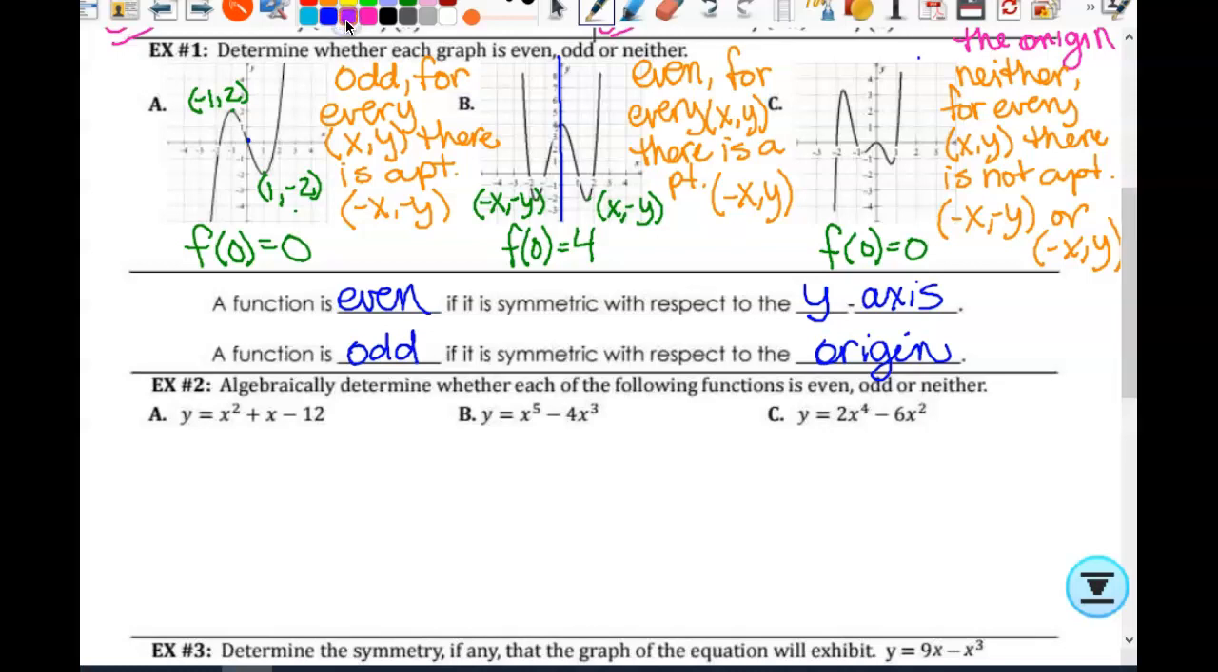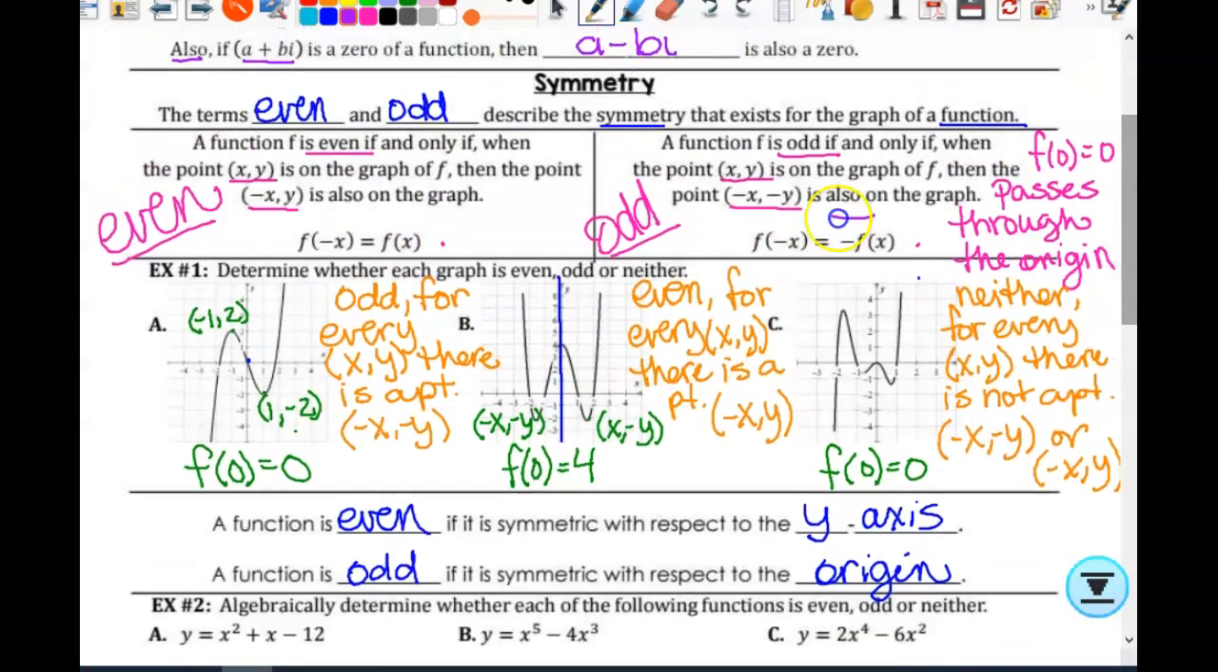So we looked at it graphically. Now we're going to look at it algebraically, which means we're going back up to do these two things right here. We have to find f of negative x. If f of negative x equals f of x, it's even. If f of negative x equals negative f of x, then it's odd. Okay? So here's how this looks.